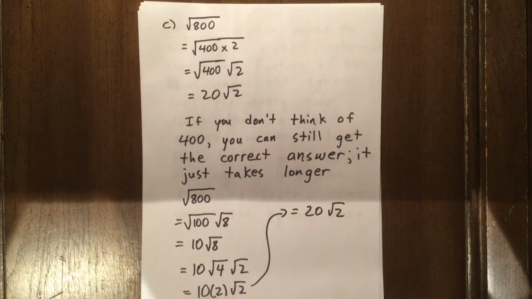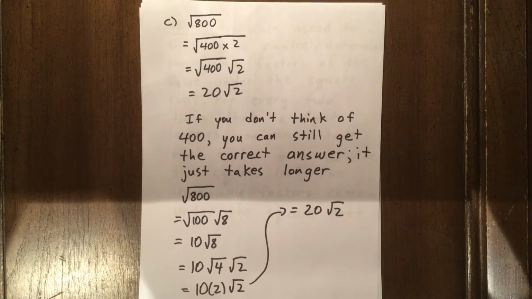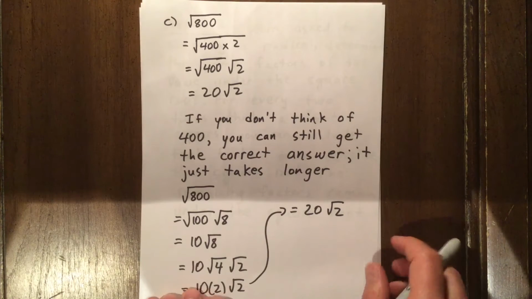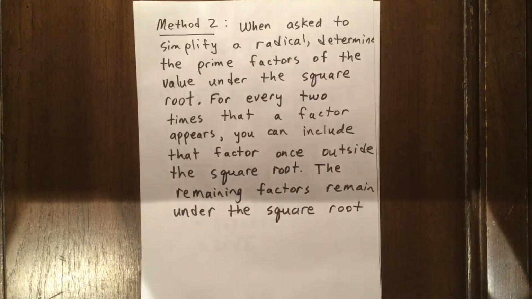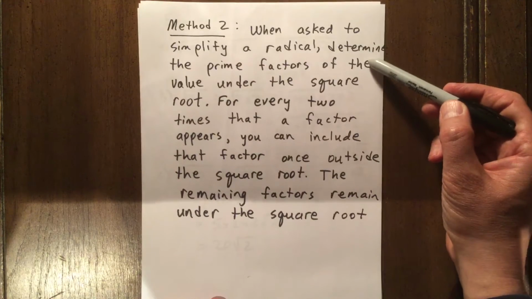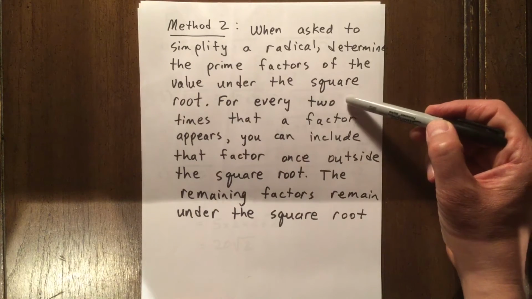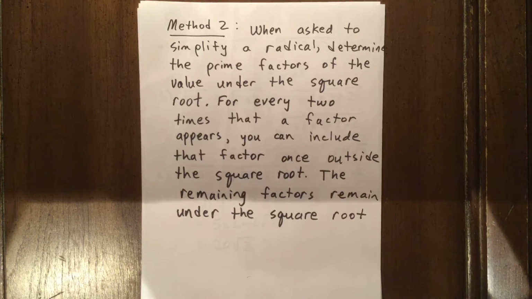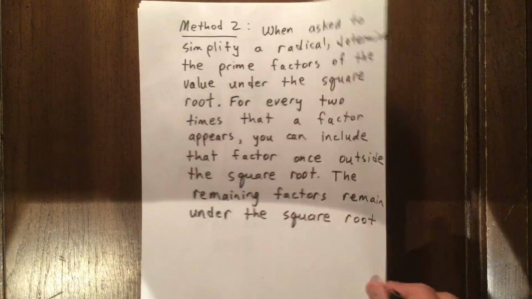So even if you don't think of the biggest perfect square right away, you can still get the right answer using method 1. It might just take a bit longer. Now method 2 is another method that some people use, and it's a really good method. When asked to simplify a radical, some people will determine the prime factors of the value under the square root. And for every 2 times that a factor appears, you can include that factor once outside the square root. And then the remaining factors are going to remain under the square root. I'll show you what I mean.